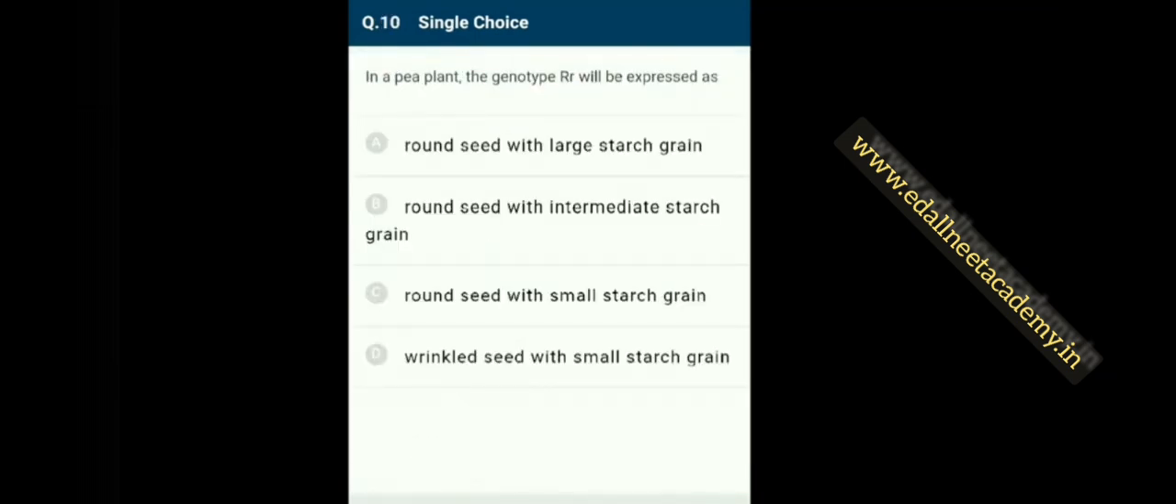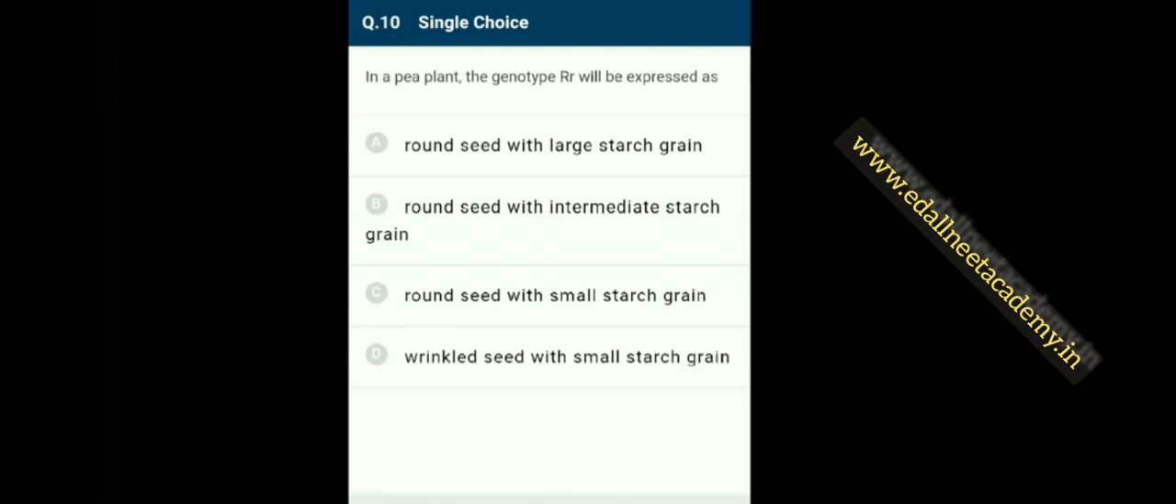Question number 10. In the pea plant, the genotype capital B small b will be expressed as the gene controlling starch synthesis in pea shows a small degree of pleiotropy. Starch synthesis in pea seed is controlled by one gene. It has two alleles, capital B and small b. Starch is synthesized effectively by capital B homozygous, and therefore large starch grains are produced. In contrast, small b homozygotes have lesser efficiency in starch synthesis and produce small starch grains. After maturation of seeds, capital B seeds are round and the small b seeds are wrinkled.